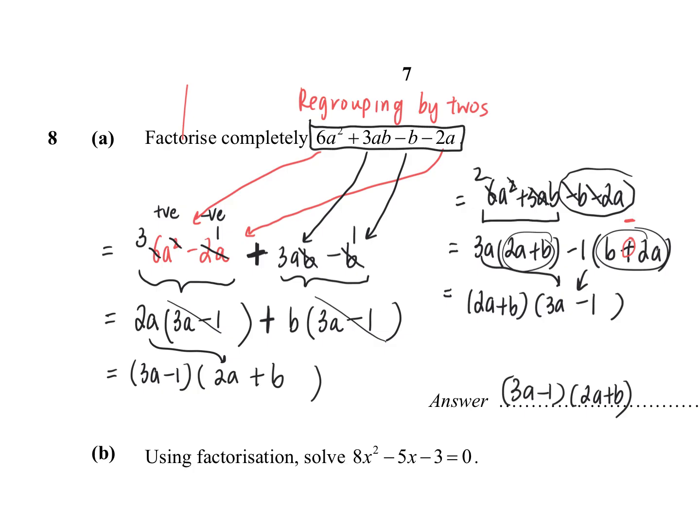So this method, easier to make mistake. This method, less likely. So you see what works better. But as long as you see 4 terms, you know it's a 2 by 2 question. Split them 2 by 2, take out common factors.